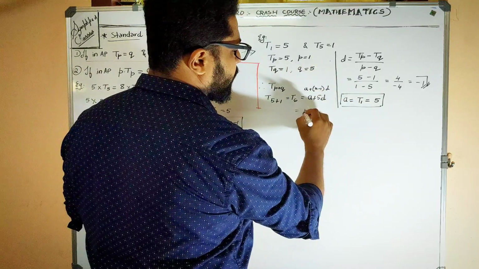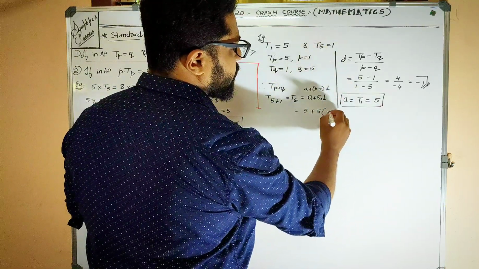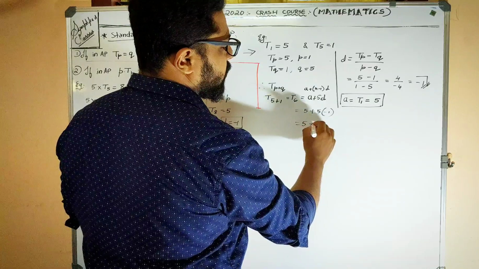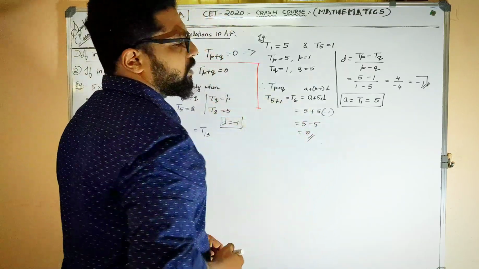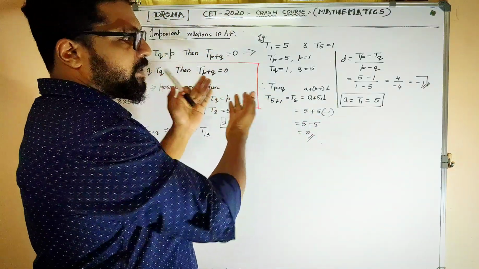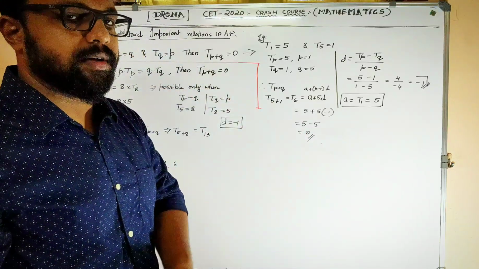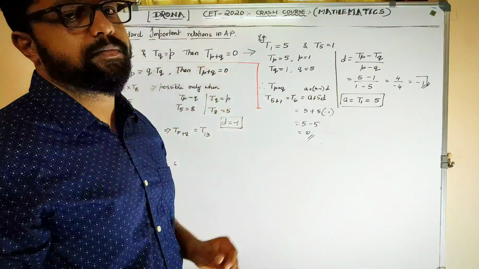A is 5, and D is -1. So this is how it is: 5 minus 5 is 0. This is how I checked whether this formula is working for every term or not. So it is clear that it works for every particular problem.